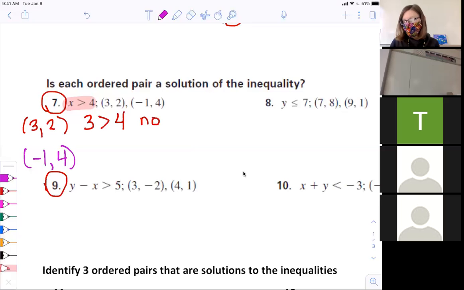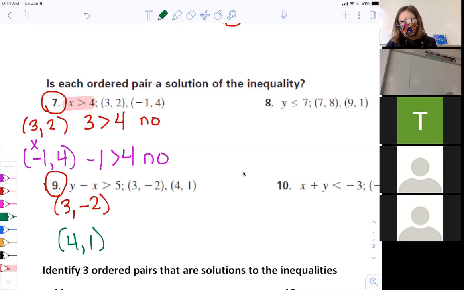The second part, again, I'm still using x is greater than 4. Well, here's my x in the second part. Is -1 greater than 4? No, -1 is not greater than 4. It's less than 4. So you plug in each ordered pair, and test to see if it's a solution.